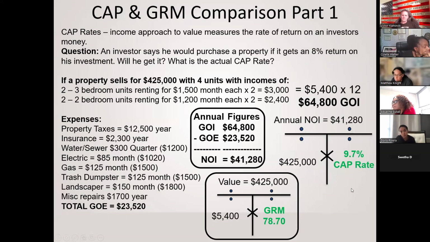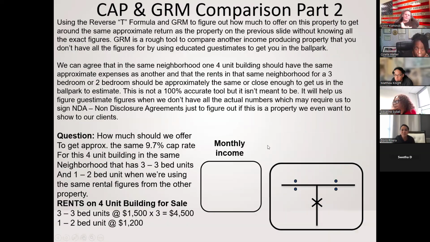Okay, so now we're going to take these numbers because another 4-unit building is going to come on the market for sale. And we don't have all the numbers for that property. And this one has 3 3-bedroom units. So we're just going to estimate using the income from the other property, which was $1,500 a month for a 3-bedroom unit and $1,200 for a 2-bedroom. So that other building had 2 3-bedrooms and 2 2-bedrooms. This one has 3 3-bedrooms and 1 2-bedroom.